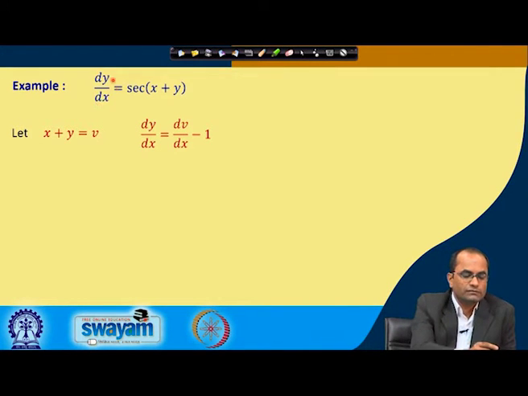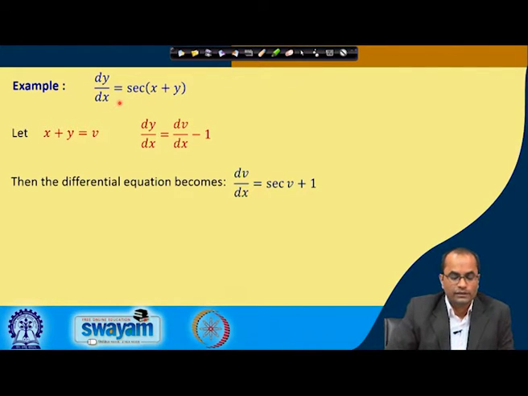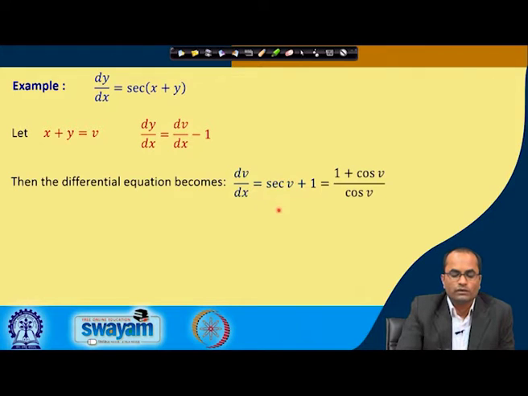So, the given equation will be considered now as dv over dx minus 1 is equal to the sec of this v. Now, this equation is in a separable form and we can integrate this easily. So, before we do so, let us just simplify this term. So, this is sec v, which means 1 over cos v.